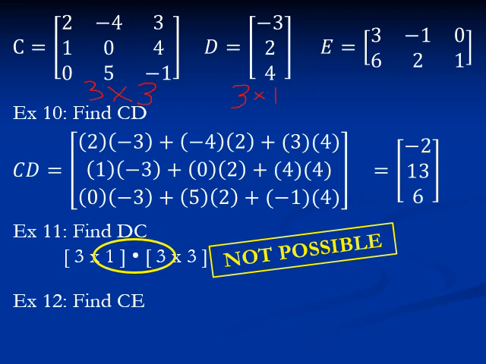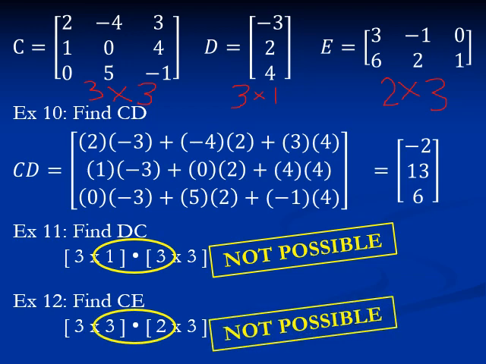All right, what about C times E? We might add to this one. E is a 2 by 3 here. Might add that just so we can see that. So for C times E, you can see that those center values are not the same, so we could not multiply this one together. Could we multiply E times C? Yes, we could have done E times C, but C times E is not possible.